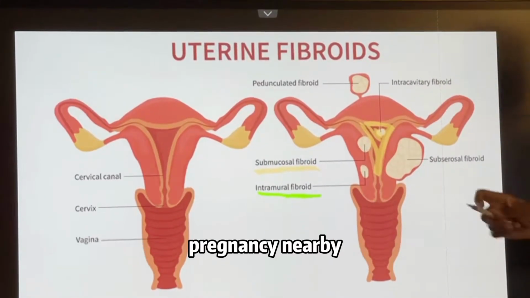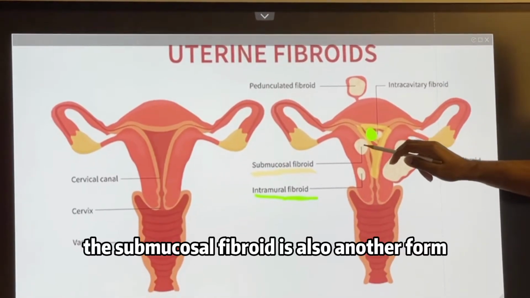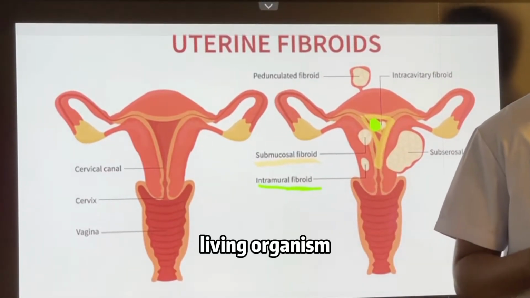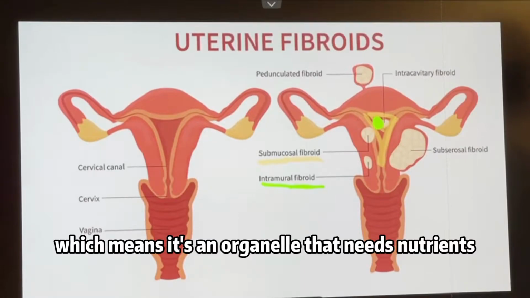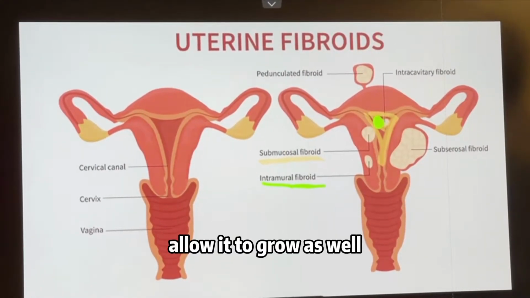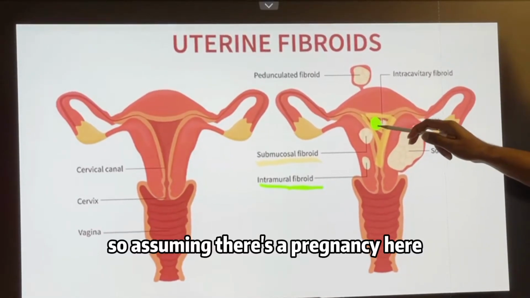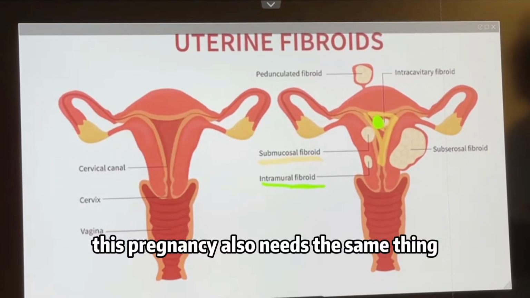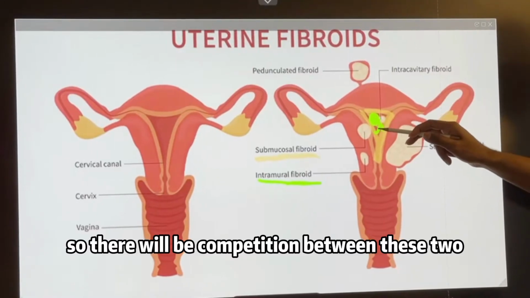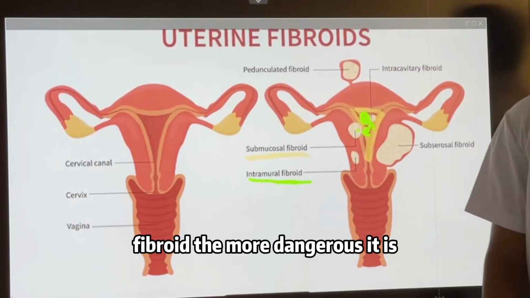It is because let's say you have a pregnancy nearby. The submucosal fibroid is also a form of living tissue, which means it needs nutrients, oxygen, and blood flow to allow it to grow as well. Although we don't want that, that's what happens here. So assuming there's a pregnancy here, this pregnancy also needs the same thing that the fibroid needs. So there will be competition between these two. So the closer the pregnancy is to this fibroid, the more dangerous it is.